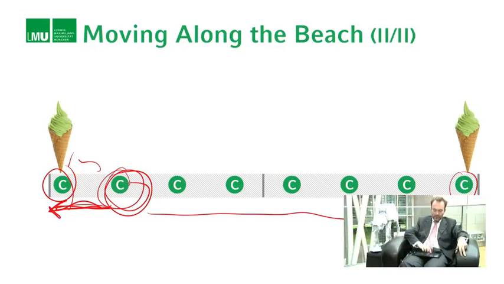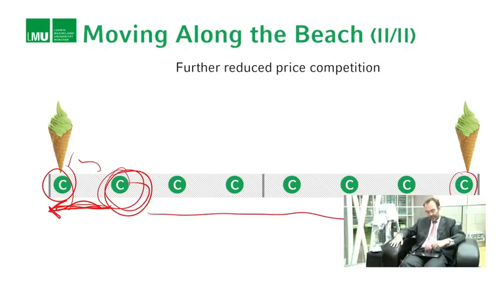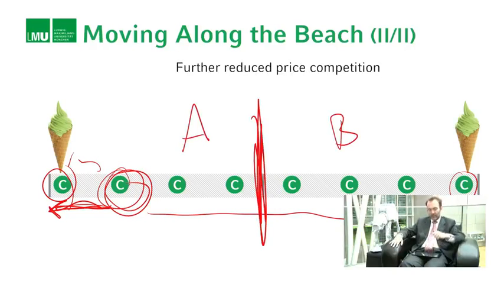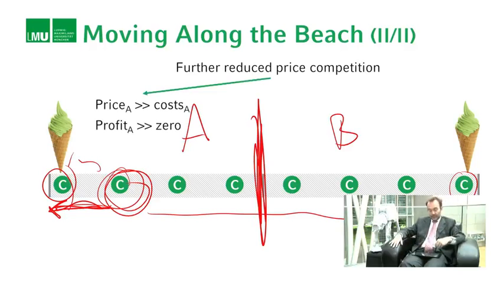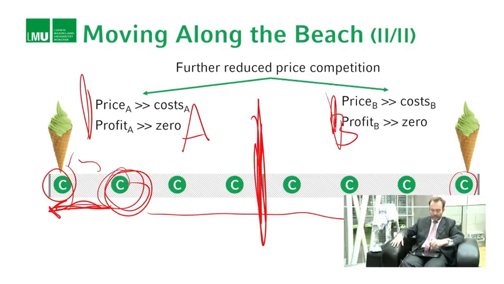Okay? And you've got all these consumers, and basically we're going to split the market again. Everyone on the left side is going to go to A, everyone on the right side is going to go to B, but there's going to be even less competition. There's going to be further reduced price competition. And that's going to mean that both firm A and firm B are going to be able to charge much higher prices than marginal cost, and they're going to be able to get much higher profits than just zero profits.